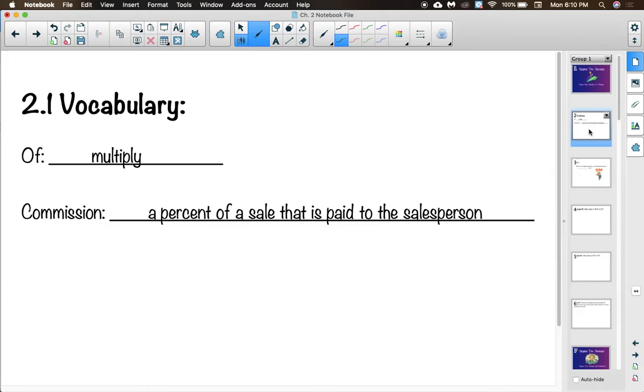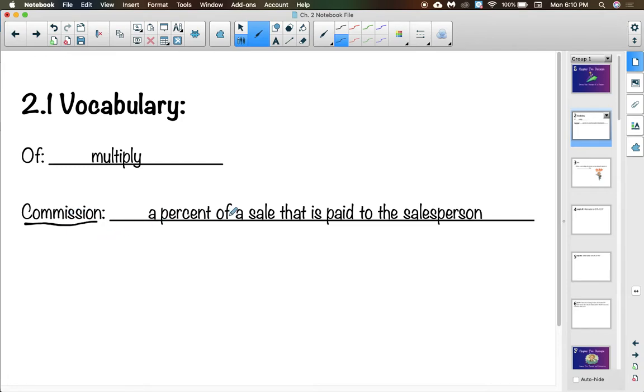First word is of, and of means to multiply. You probably already know that, but we want to make a pretty big deal out of it because we don't want to forget when we see of in a problem, it's telling us to multiply 2 quantities together. The other word is a word that a lot of 7th graders tend to forget by the end of the school year. That word is commission.